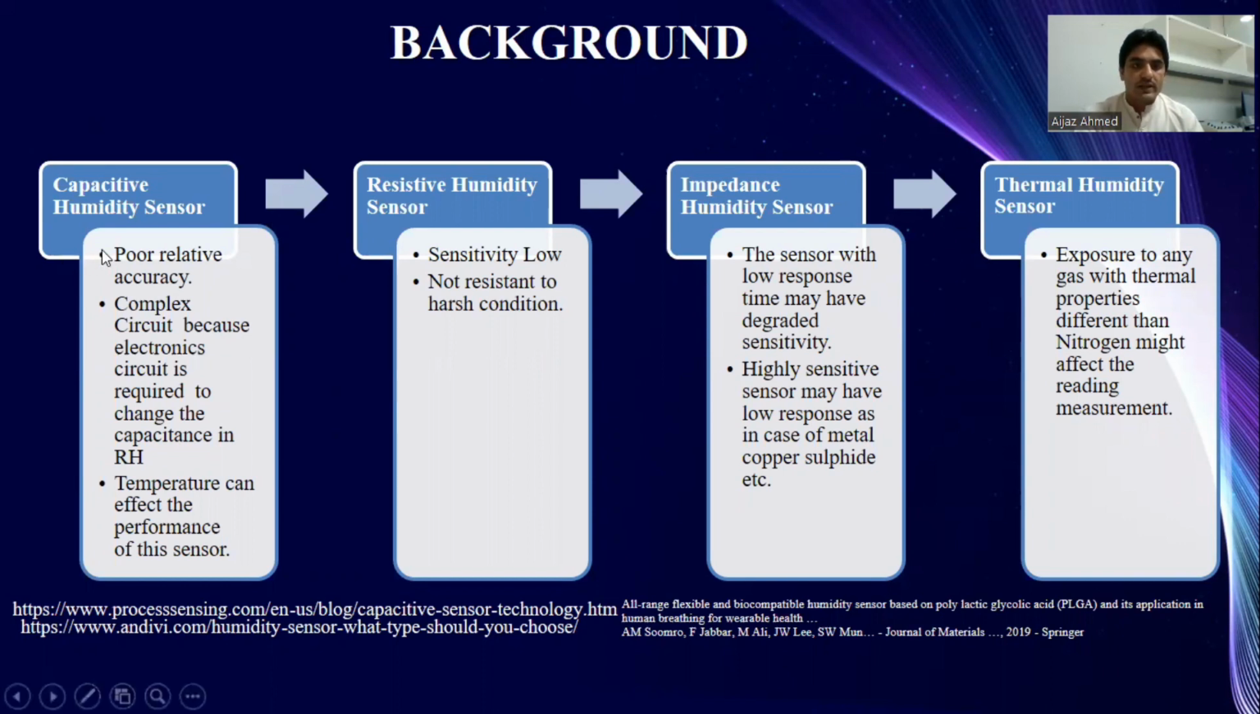Capacitive humidity sensors have poor relative accuracy and a complex circuit, because an electronic circuit is required to convert the change in capacitance into relative humidity. Temperature can affect the performance of the sensor. Resistive humidity sensors have low sensitivity and are not resistant to harsh conditions. In impedance humidity sensors, a sensor with low response time may have degraded sensitivity, and a highly sensitive sensor may have low response, as in the case of metal, copper sulfide, etc. In thermal humidity sensors, exposure to any gas with thermal properties different from nitrogen might affect the measurement. So this is the background of humidity sensors.